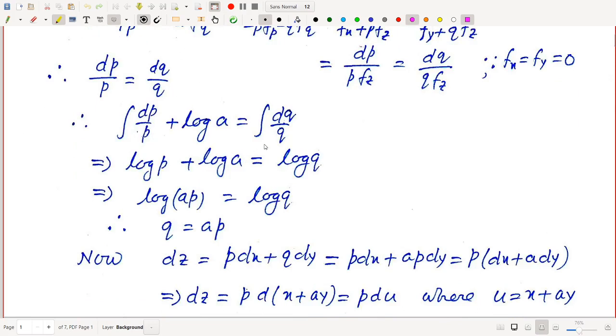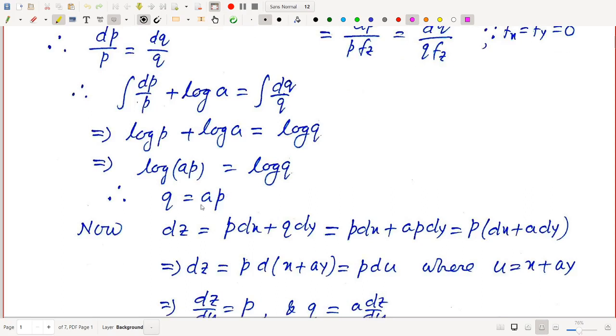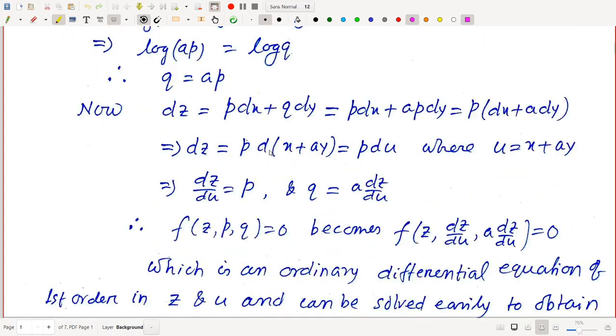Therefore integrate both sides, and the constant of integration we can add to the left side or to the right side, no matter. We have added log a, constant of integration. a is an arbitrary constant, so it becomes log p plus log a, that is log ap equal to log q, that is q equal to ap. If you add to the right side, it will be p equal to aq. Finally the answer will be the same, just adjusting the arbitrary constant. So q equal to ap.